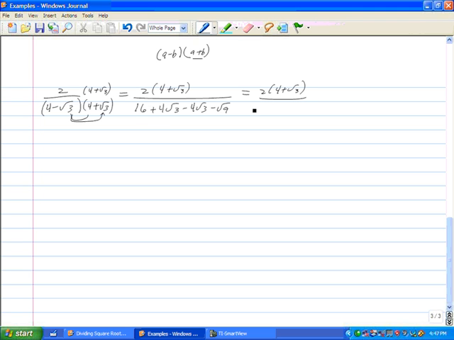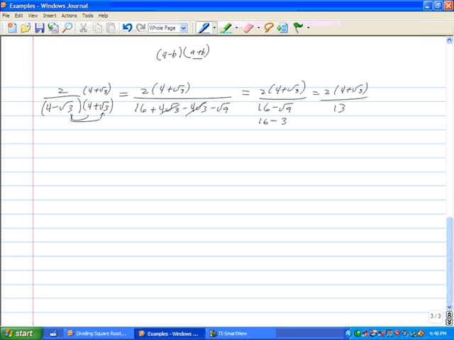Here's what we see happening. First of all, 16 is okay in a denominator. Next, the 4 square roots of 3 and the minus 4 square roots of 3 cancel. And we're left with a 16 minus the square root of 9. But 9 is a perfect square. So I've got 2 times 4 plus the square root of 3 over a 16 minus 3, which is a 13. No more radicals in the denominator. So that's the pattern that you have to mimic for this type of problem.